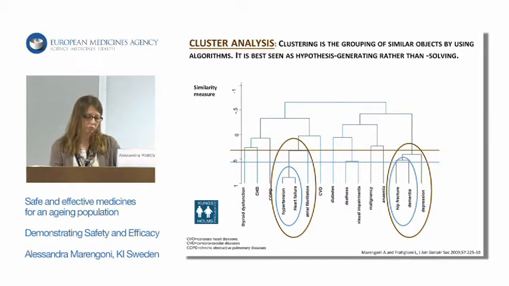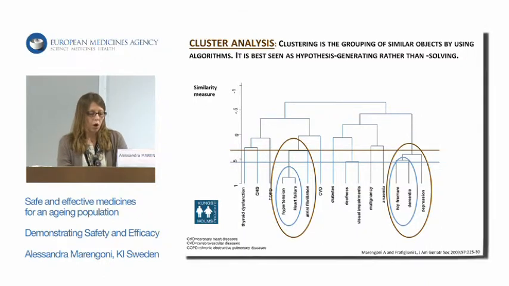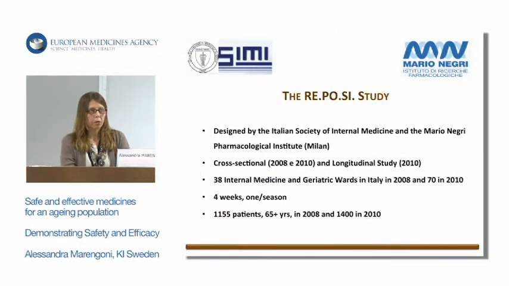So I can cut the tree at this level, and I can identify, for example, this cluster, hypertension and heart failure, and this cluster, hip fracture and dementia. But I can decide to cut the tree at a higher level and still have meaningful clusters. For example, this one, atrial fibrillation plus hypertension and heart failure, or this one, hip fracture, dementia, and depression. I will tell you how this can be useful.